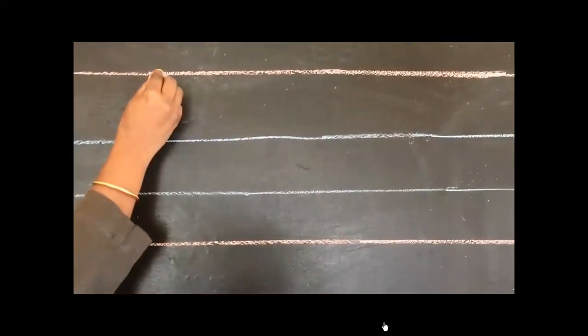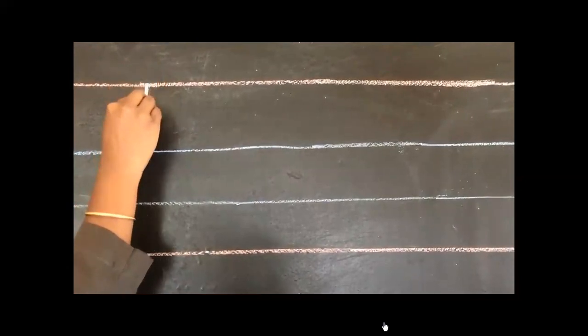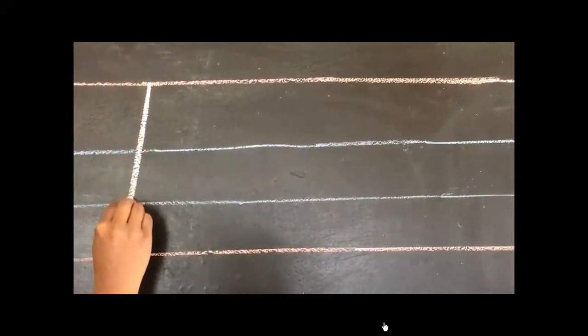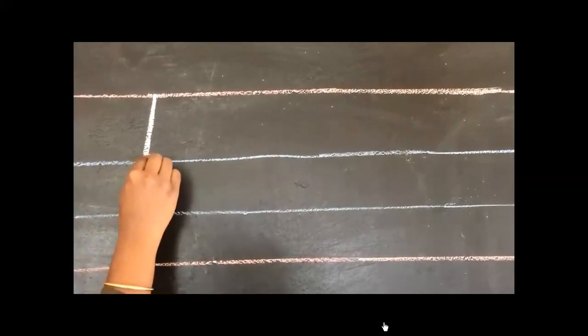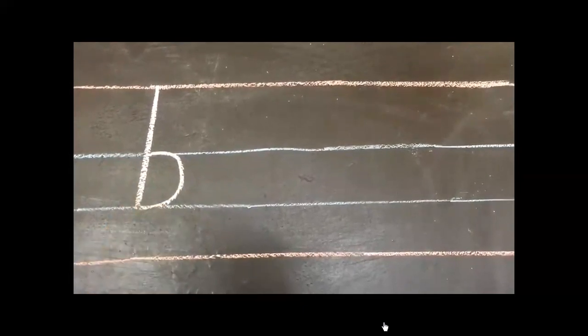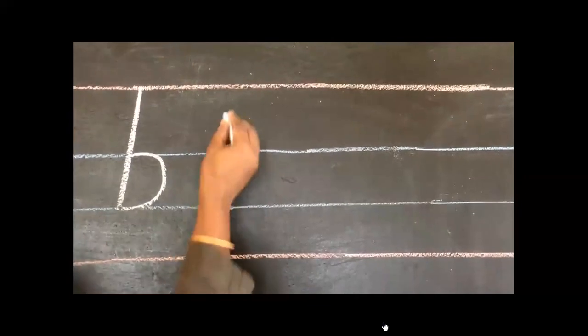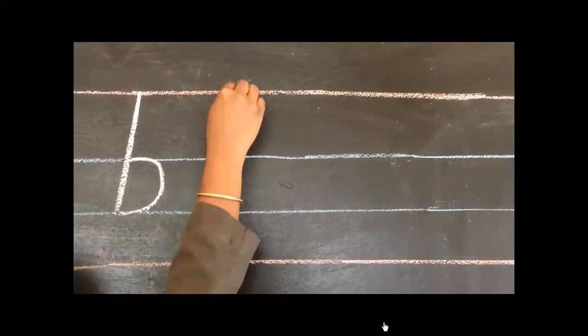Now let's see how to write our small letter B. For that, we draw a standing line and then we draw a small backward curve, that is from the second to third line only. That's our small letter B. So we draw a standing line from the first to the third line, a standing line.